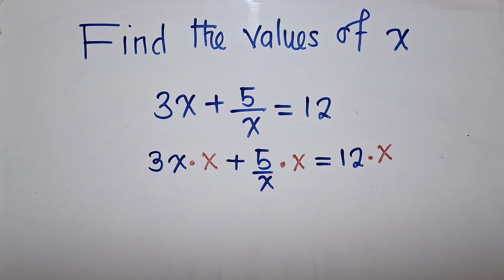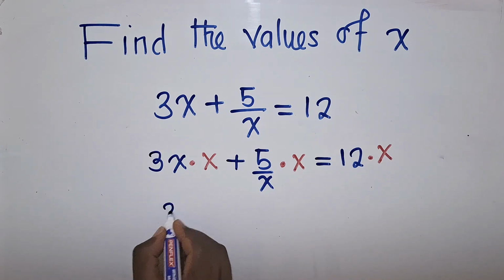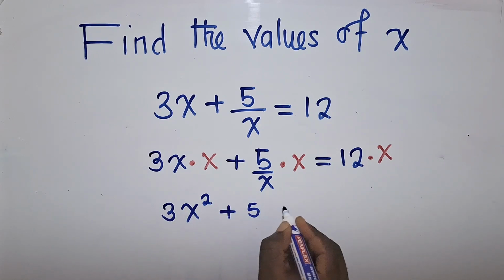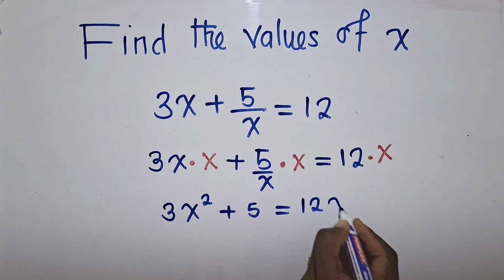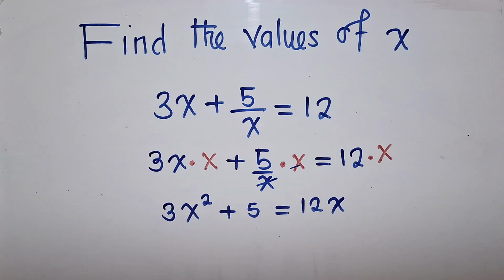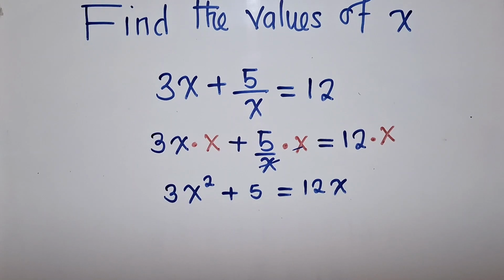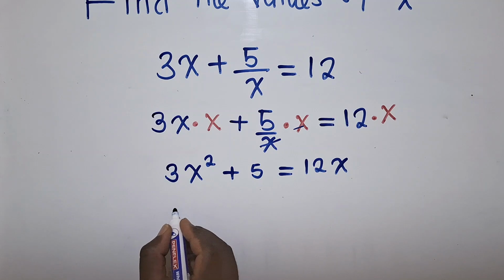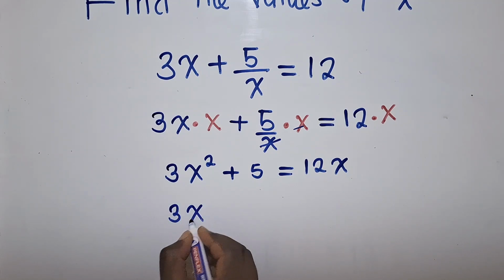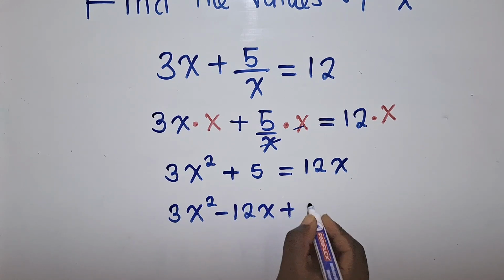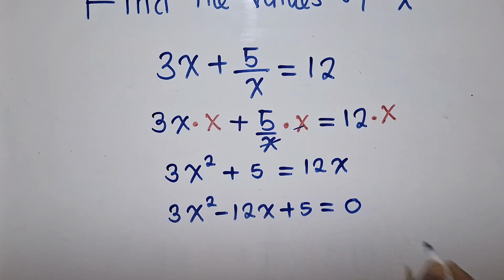So when we multiply by x throughout, we're going to get 3x^2 + 5 = 12x, because this x and the x will cancel. So if you can see nicely, this is a quadratic equation. So solving this quadratic equation, we have to put it in standard form. So it will be 3x^2 - 12x + 5 = 0.